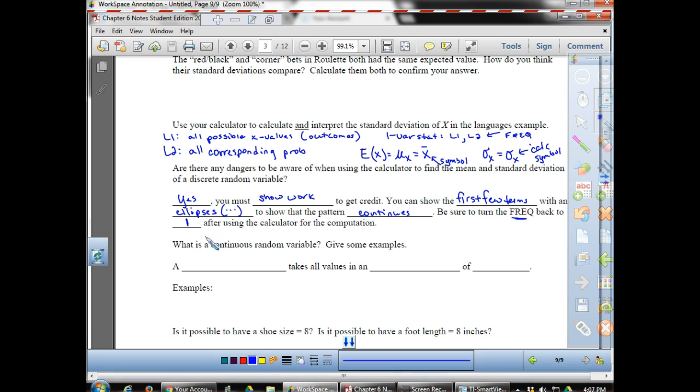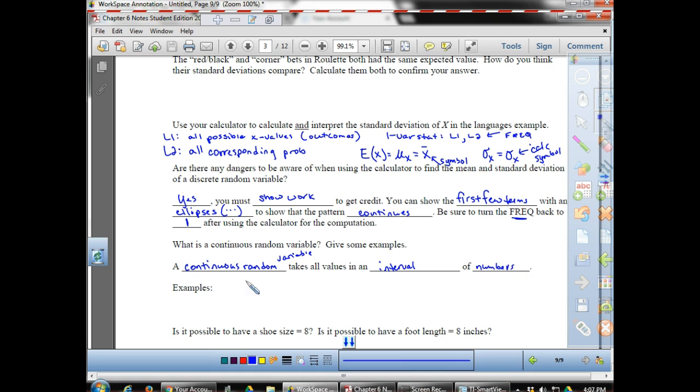So that is pretty much it for discrete random variables that we're going to talk about now. We're going to move into talking about continuous random variables and making sure you understand those. So what is a continuous random variable? A continuous random variable, I'm kind of running out of room here, takes all values in an interval of numbers.